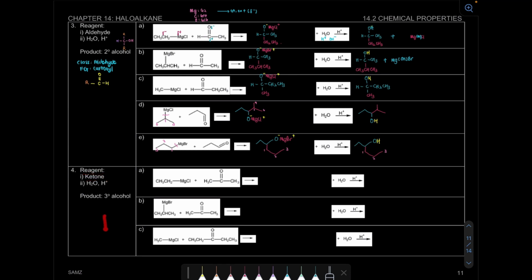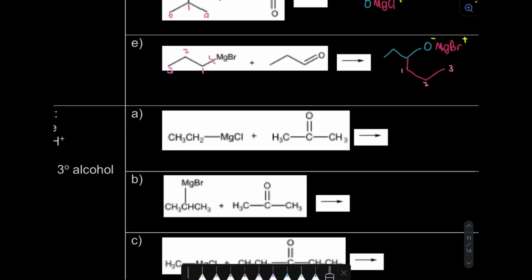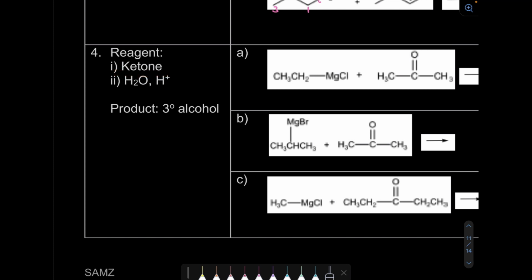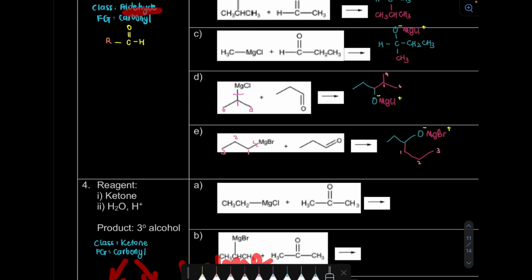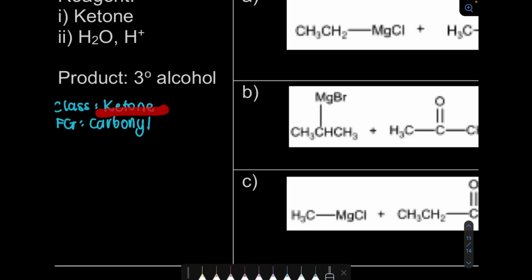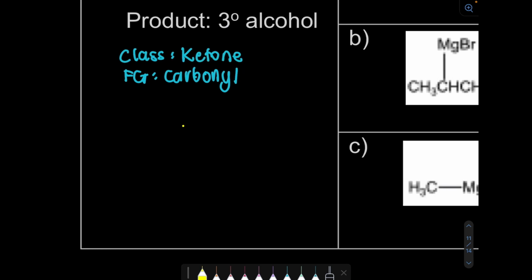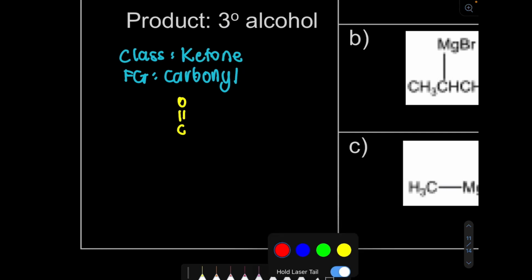Now let's look at number 4. This time around our reagent is actually ketone. So what is actually ketone? Ketone is actually the class of the compound, and the functional group is carbonyl. So carbonyl is divided into 2: we have aldehyde and we have ketone. For ketone, it is still C double bond O.